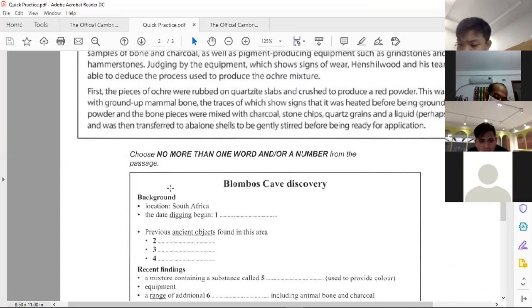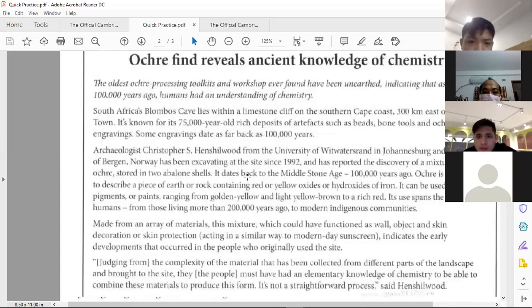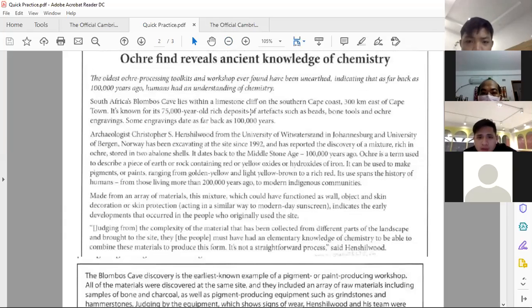Number 2, but first thing first, how many words can you put in a blank? No more than one word and or a number. Remember this? So you can put one word plus a number or just a number. All right, ancient objects, previous. So the word previous means before 1992. So you go to the top of the paragraph and check the answer. So what are the answers? Artifacts, right? Artifacts such as bead, bone tools, and ochre in carving.